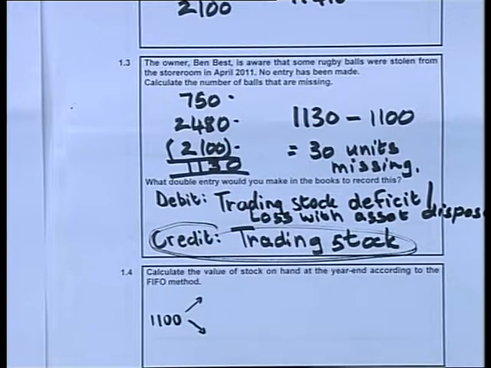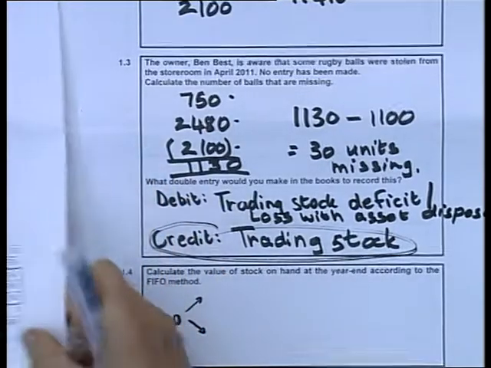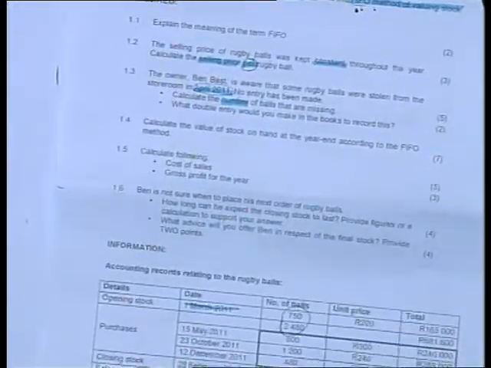Okay, so let's carry on. The next question says, let's just first see. Do we have a weighted average perpetual, or does it only focus on periodic? Okay, we answered that. Sorry, we did all of those.